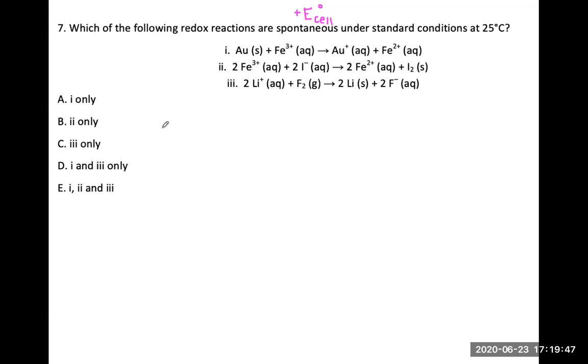And so for that first reaction, we can split it into the half reactions. So we can see gold solid is becoming gold ions and losing an electron. So it's being oxidized. And so we can find the cell potential for it on the data sheet. But when we look, we'll find instead the reduction of our gold ions. And so we'll have to flip the sign of the reaction.